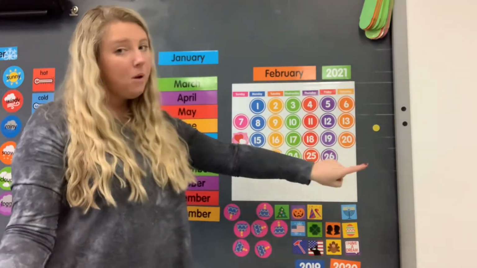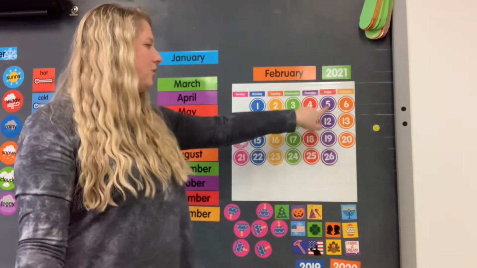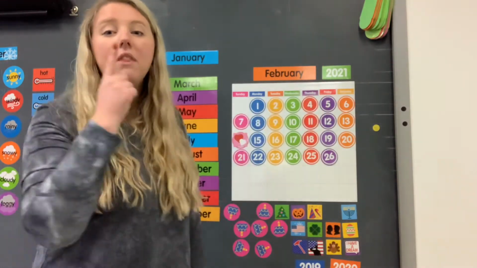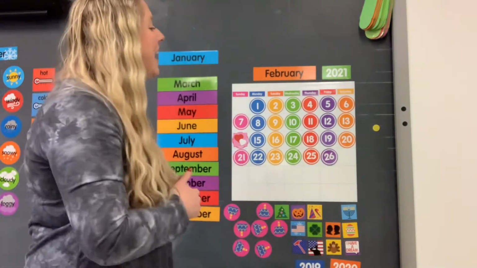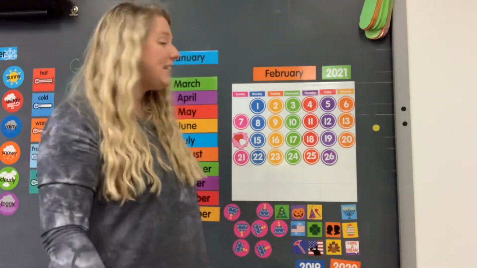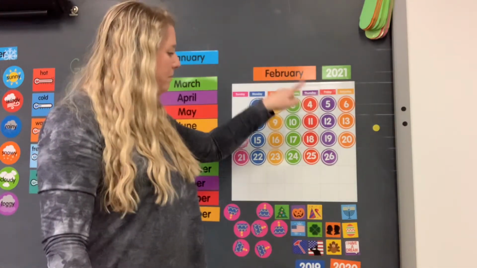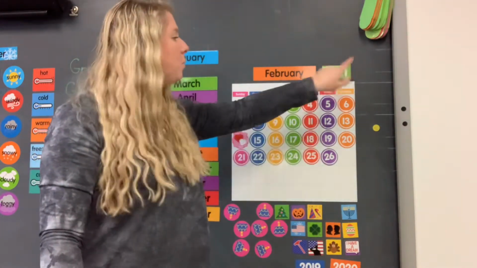Now, let's find out what day of the week it is. Remember my trick. Point to 26. Slide your finger up. This day starts with Friday. It's Miss Dalton's favorite day of the week. All right, let's say our date. Ready? Today is Friday, February 26, 2021. Air high five.